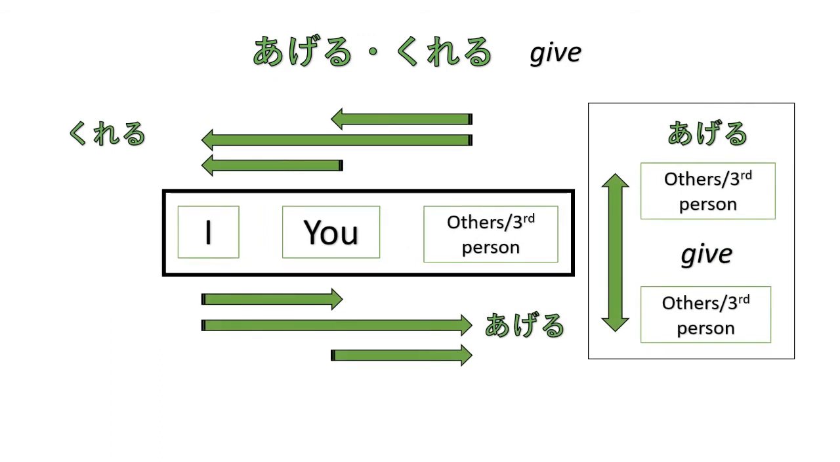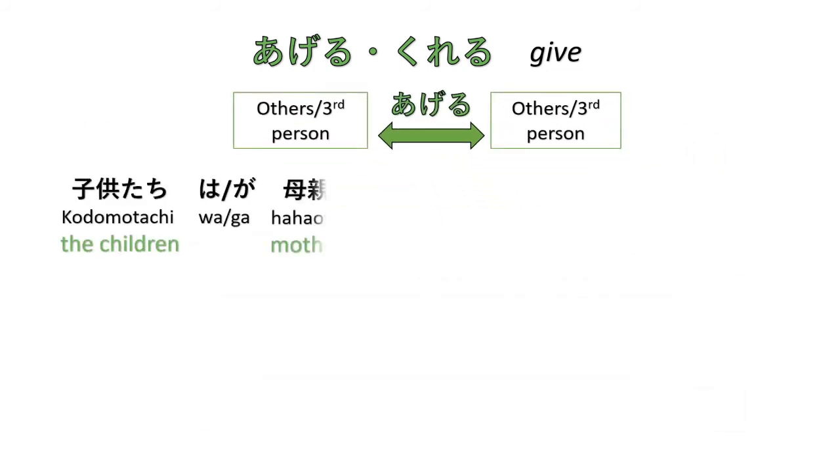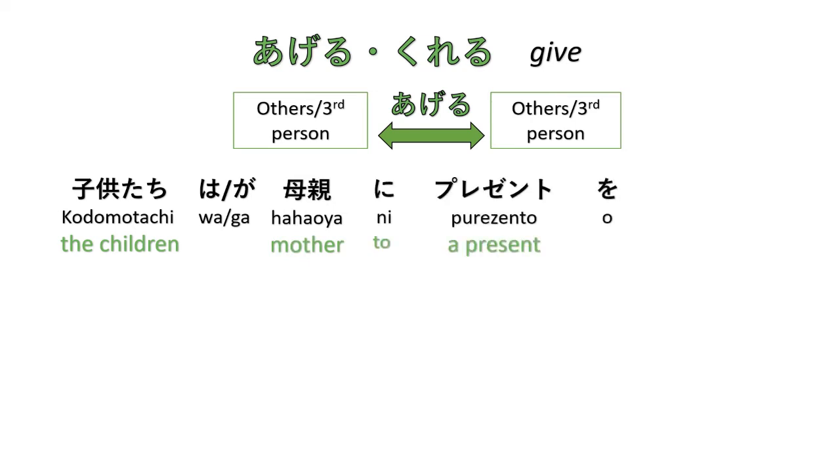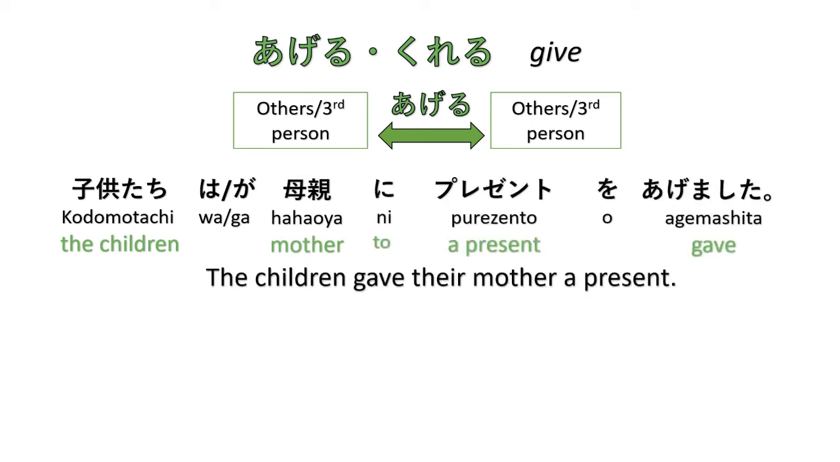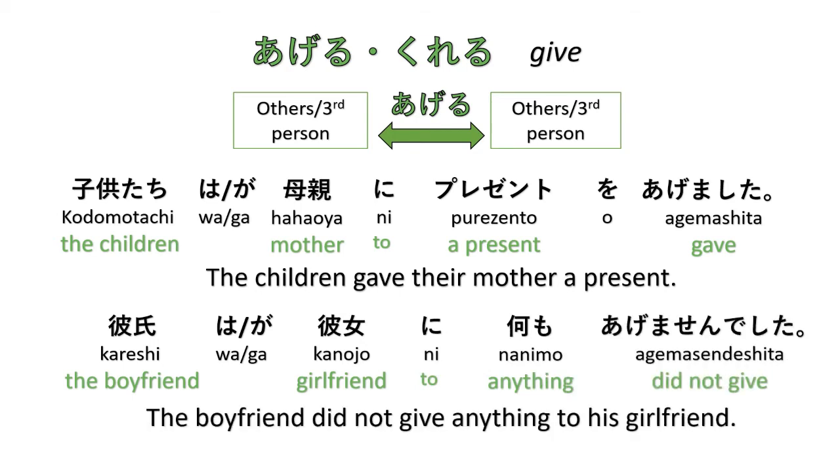Another example is ageru. We can also use it if we are talking about two third persons giving one another something. For example, kodomo tachi wa hahaoya ni purezento o agemashita. The children gave their mother a present. Or kareshi wa kanojo ni nani mo agemasen deshita. The boyfriend did not give anything to his girlfriend.